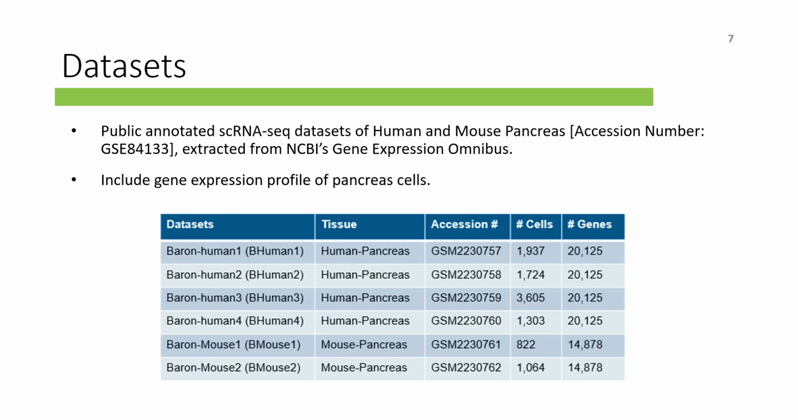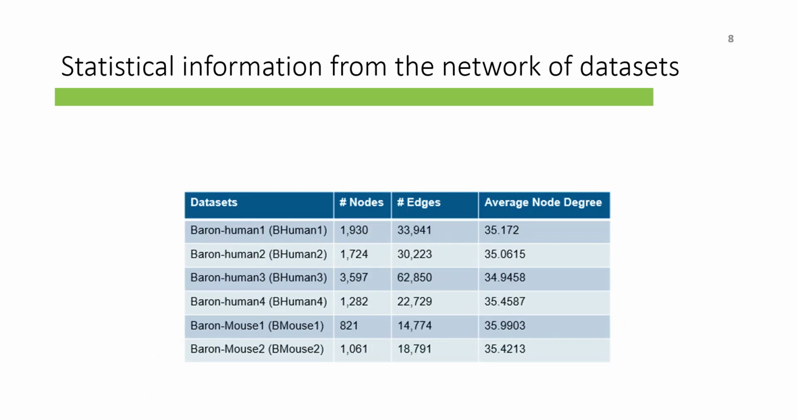So now I'm excited to present our results. To evaluate the results, we use 6 public annotated single-cell datasets of human and mouse pancreas. These datasets are extracted from the NCBI Gene Expression Omnibus. And these are the statistical information from the network constructed from single-cell data. You can see the graphs include different numbers of nodes and edges in different datasets.